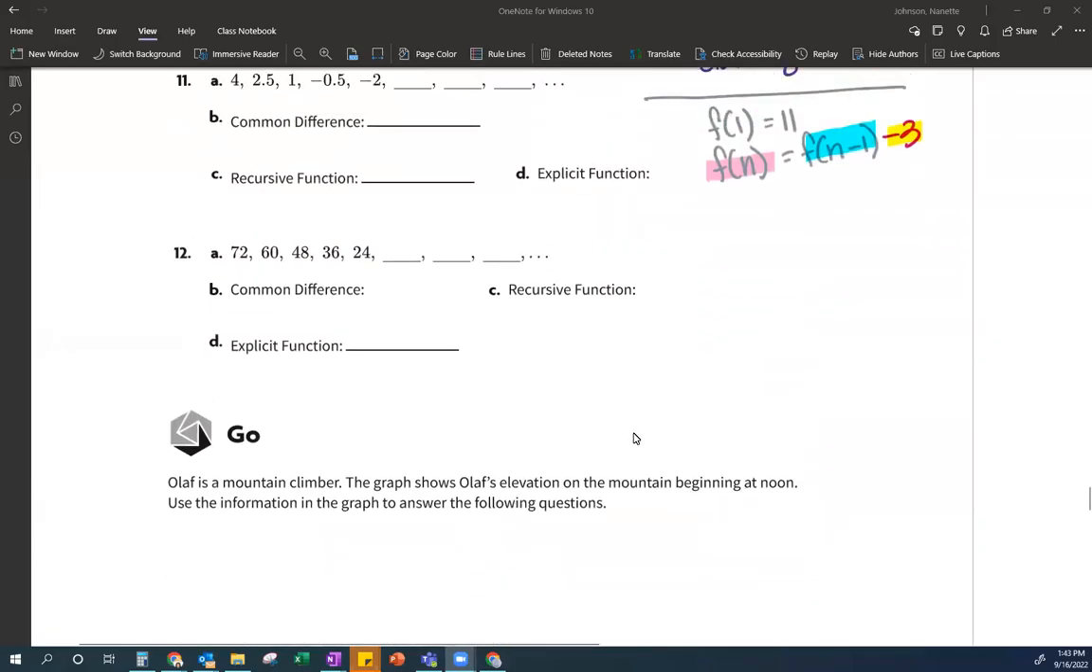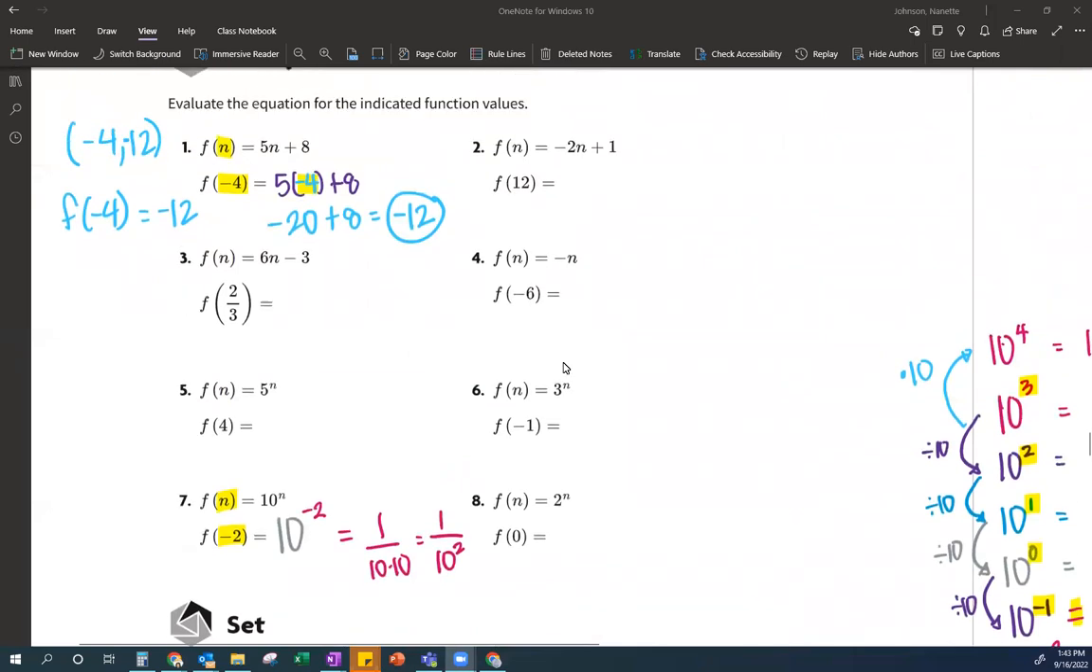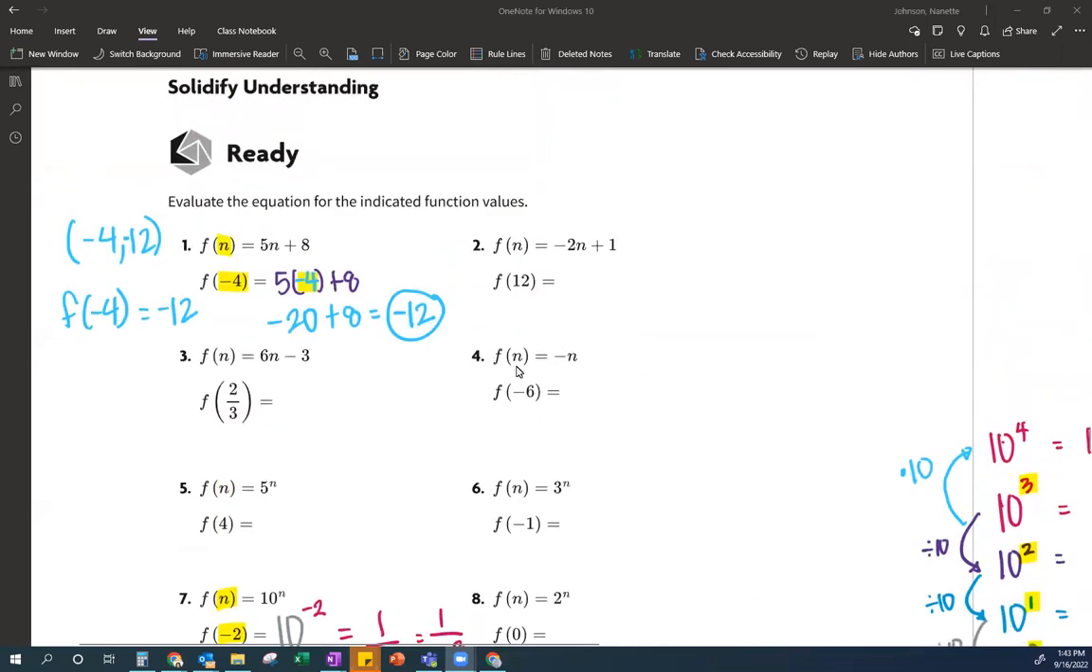Okay, so someone asked for number 4, and this is evaluate the equation for the indicated function values. All they're saying is give me the answer. Okay, I can give you the answer.